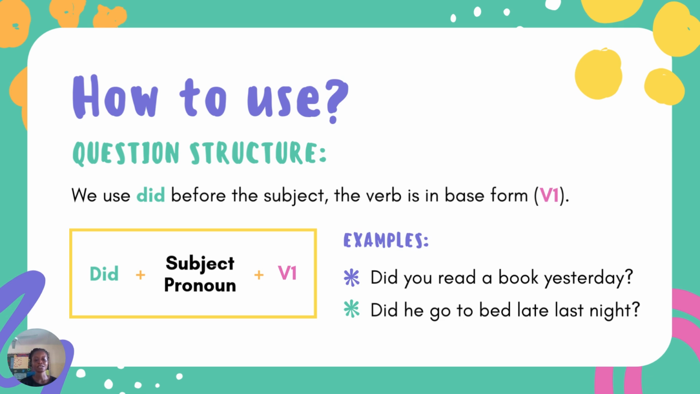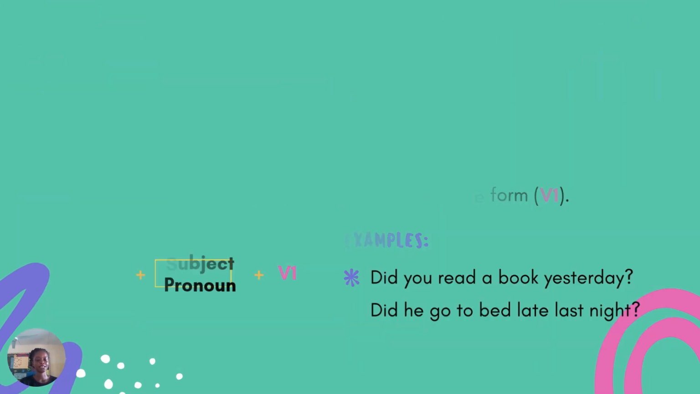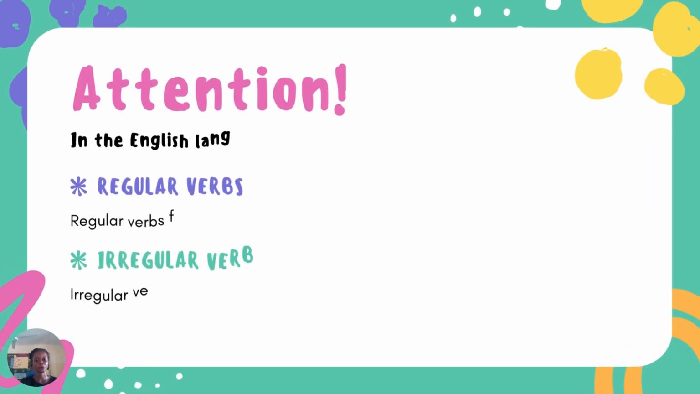Now we are using this past simple tense in a question format, making sure we use the word did first before the subject and then the verb. Like the example, did you read a book yesterday? Did is used before the subject you, before the verb read. I hope we are understanding what this class is all about.